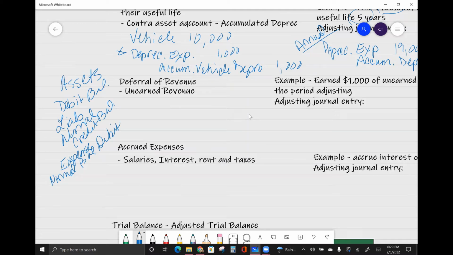So normally, the expense's normal balance is going to be a debit. And revenue, it seems kind of weird. I'm bringing money in, but it's shown as a credit. Doesn't that seem kind of weird? It's kind of backwards. But for revenue, the normal balance is a credit.